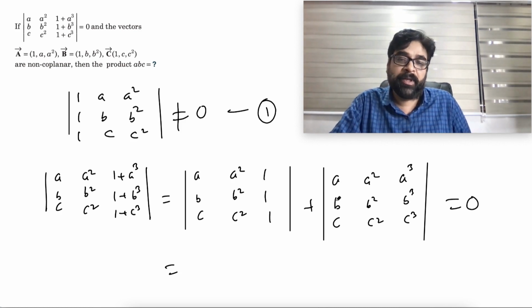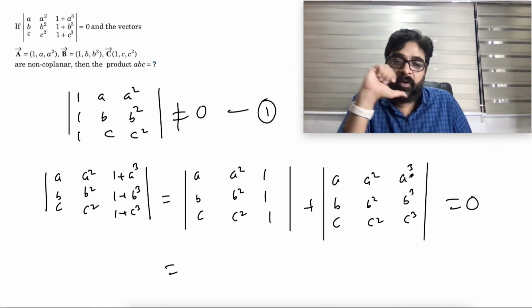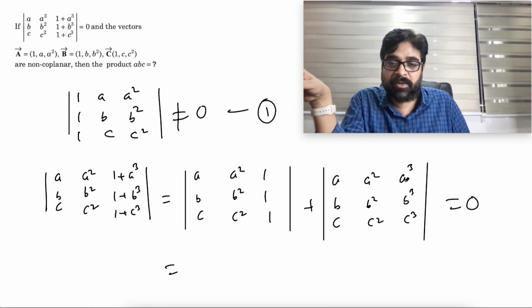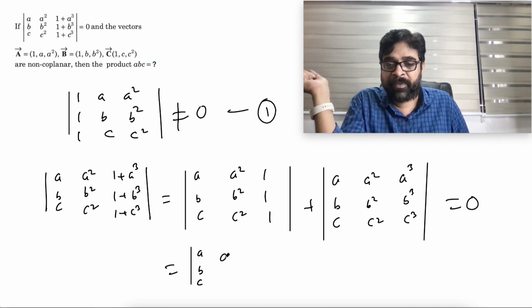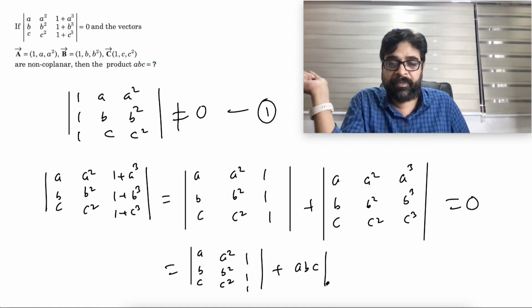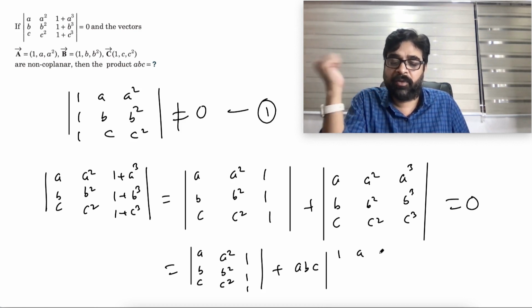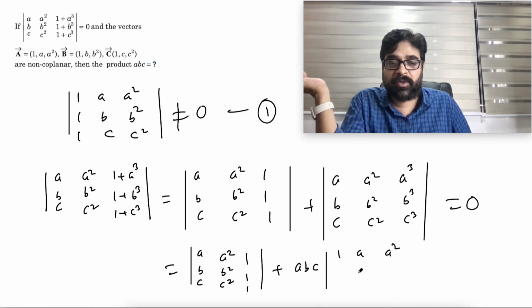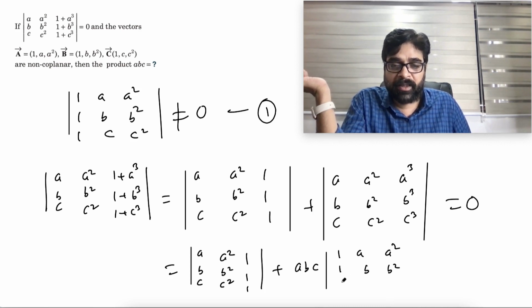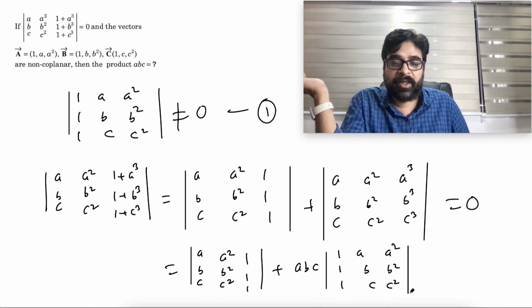Now from this row, I can take A common, from here B common, and from here C common. So what's going to happen? A, B, C; A square, B square, C square; 1, 1, 1, plus A common from this, so A, B, C, what will be left here? 1, A square; 1, B square; 1, C square, equal to 0.